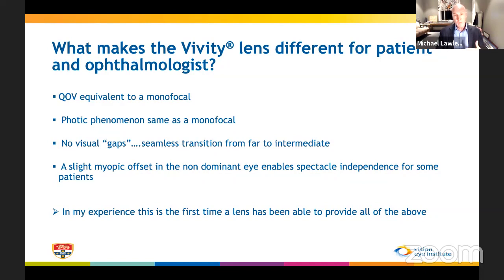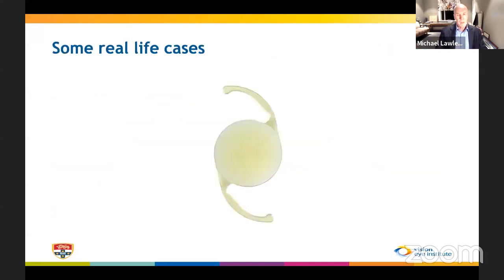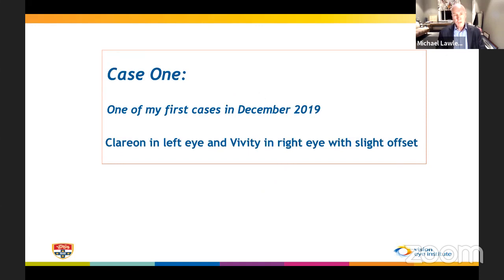There are no visual gaps, it's seamless, and a slight myopic offset is available to you to give a little more independence. And in my experience, that's the first time a lens has been able to give all of the above. So, 3 cases. This was one of my first cases back in December 2019. And I was trying to work out, I didn't quite believe the data.